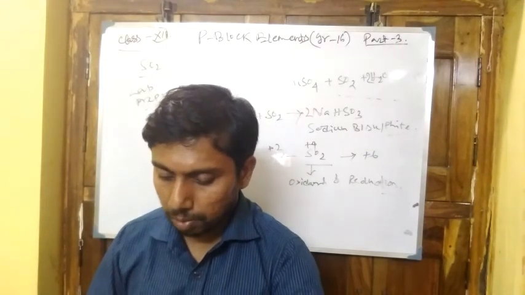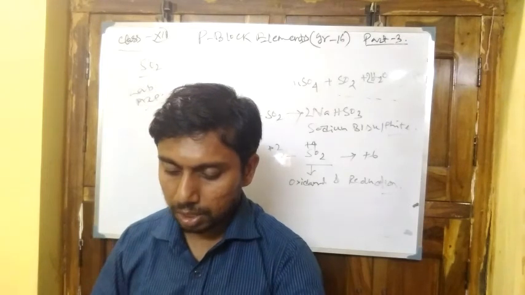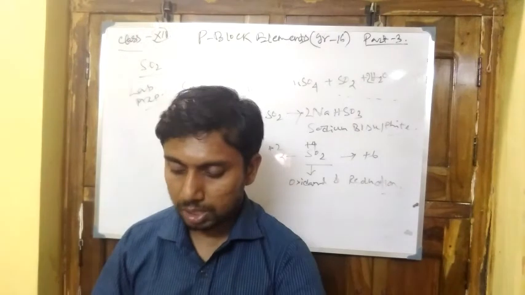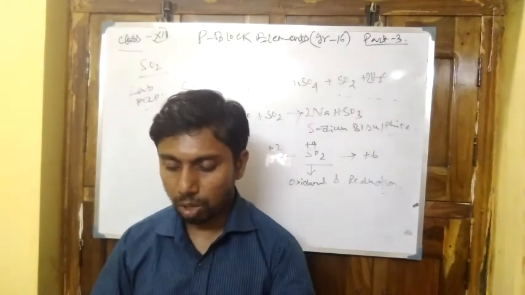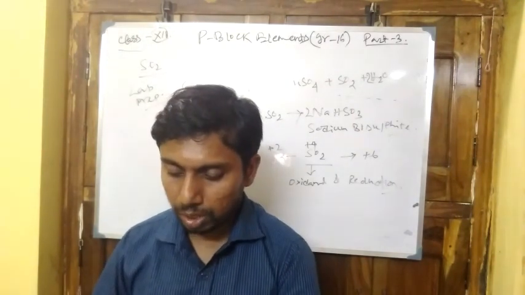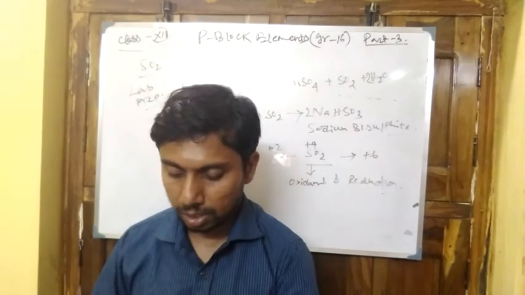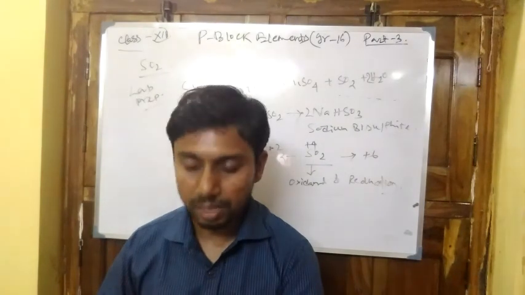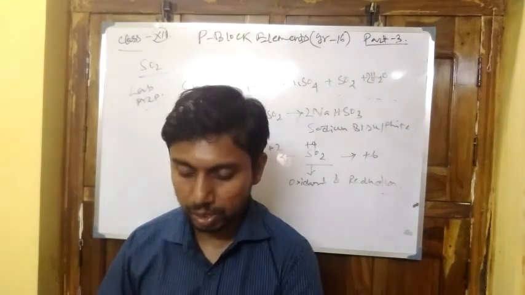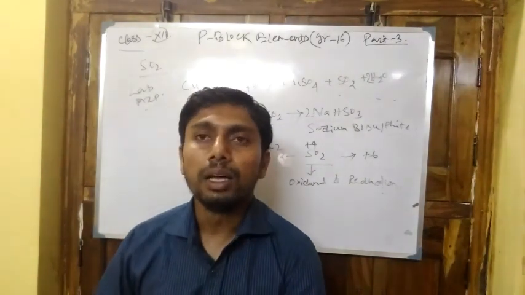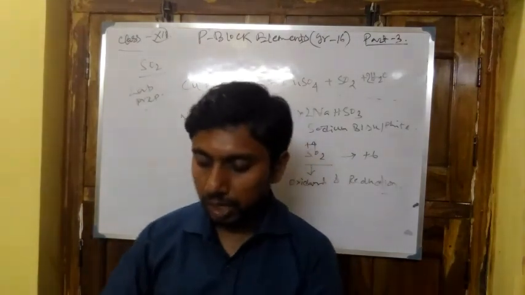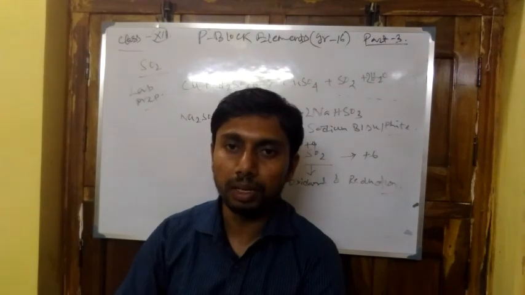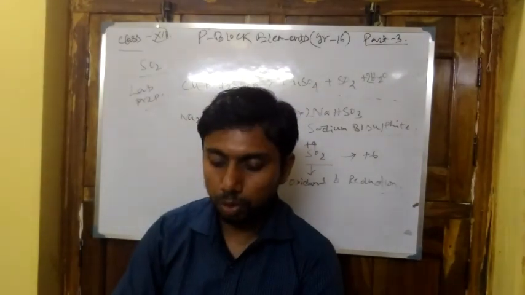Next one, sulfur dioxide may also turn KMnO4 to K2SO4 and MnSO4. This is also a reducing action of SO2, and also of dichromate to chromic oxide. So the question is, when acidified dichromate solution is treated with sulfur dioxide, the orange color is converted to green color. It is due to the formation of chromic sulfate.